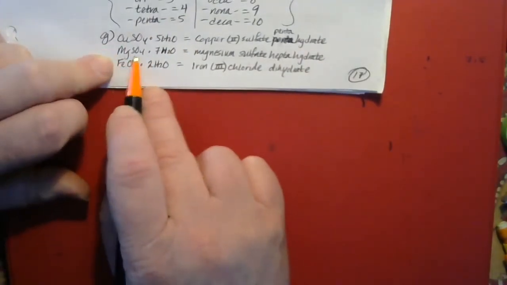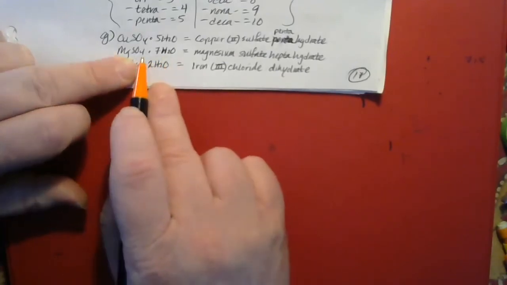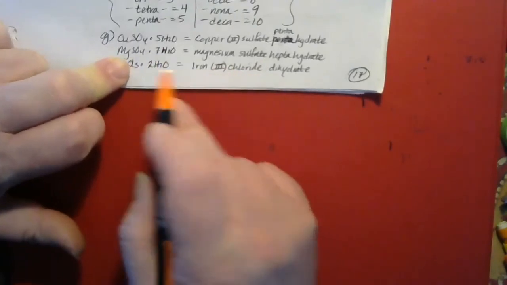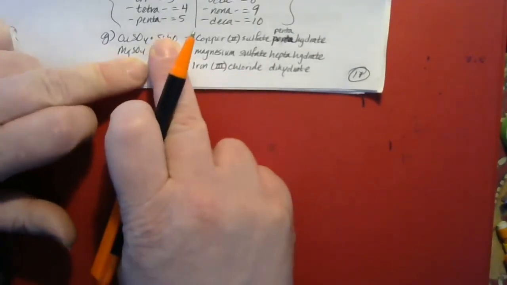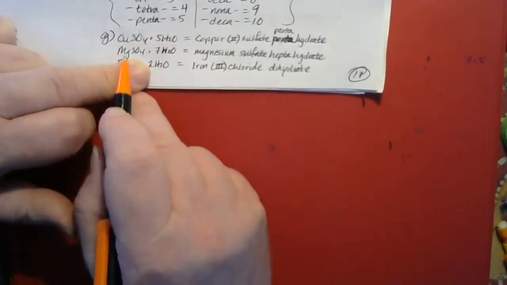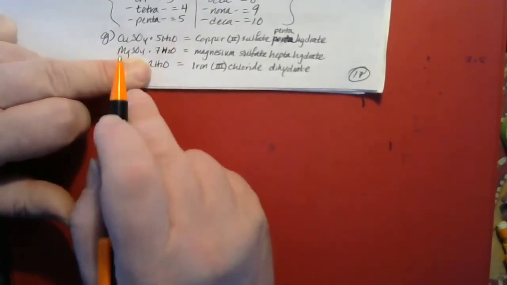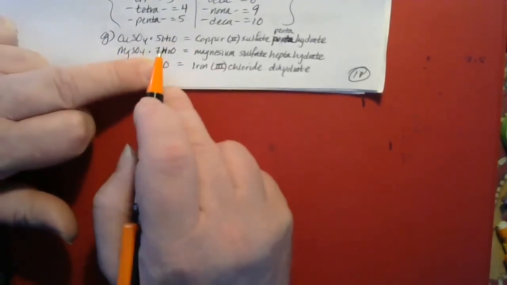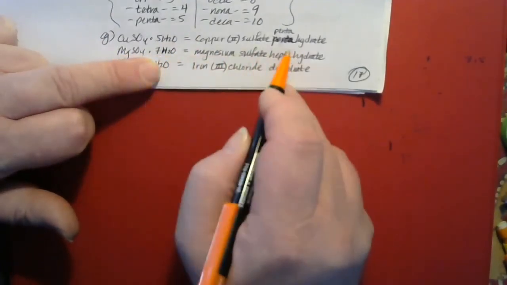Another one would be MgSO4.7H2O. This is better known as Epsom salts. The first part of the compound would be MgSO4. That's magnesium sulfate. Because magnesium is one of the main group metals, you don't need a Roman numeral. So it's magnesium sulfate. And then 7 H2Os would be heptahydrate.